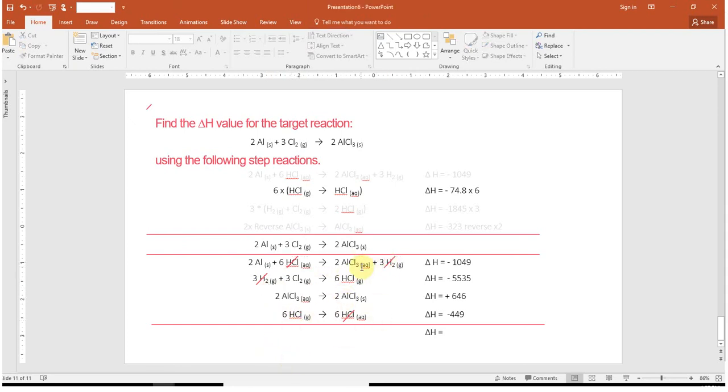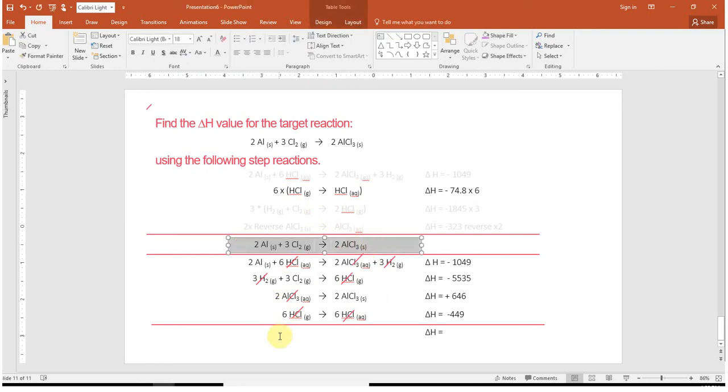We have aluminum chloride aqueous, 2 of them on each side. So we're going to do that. And then we have our HCl gases that can cancel. Okay, so let's go ahead and look. So far, I think we've canceled everything we don't need. We have 2 aluminums, 3 chlorine gases, going to 2 AlCl3. So this adds up to give us our target.